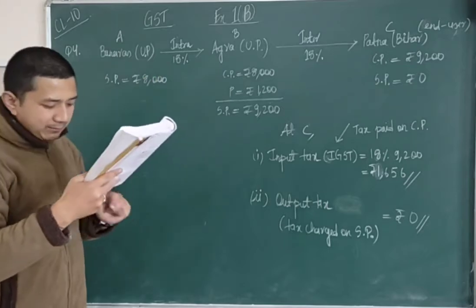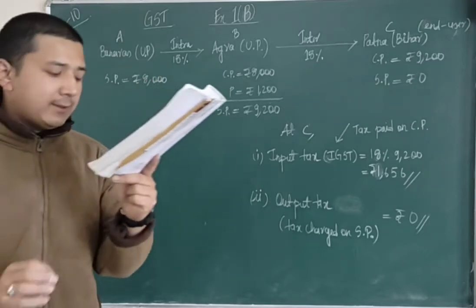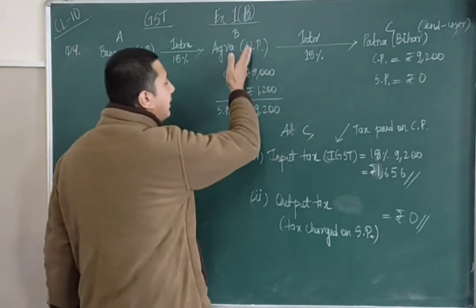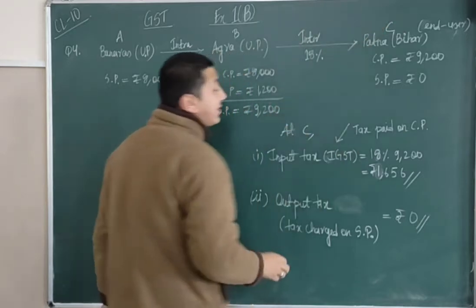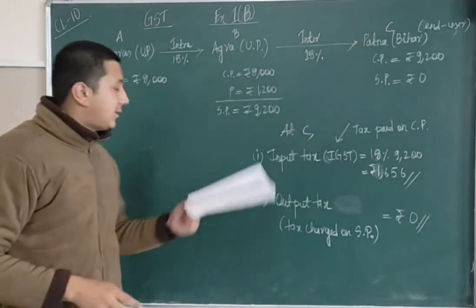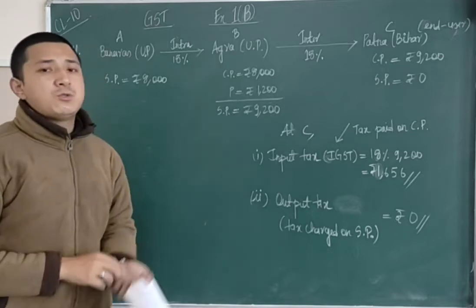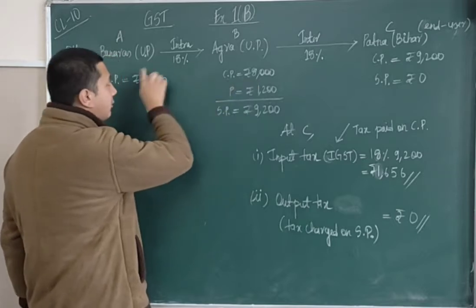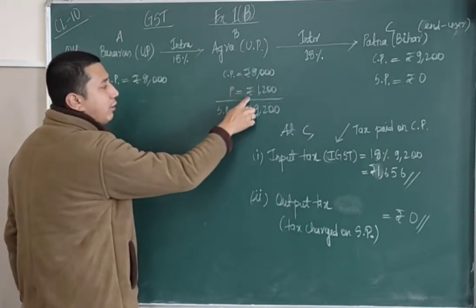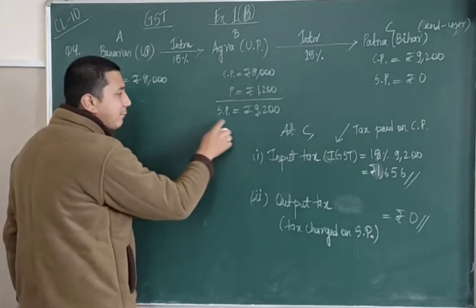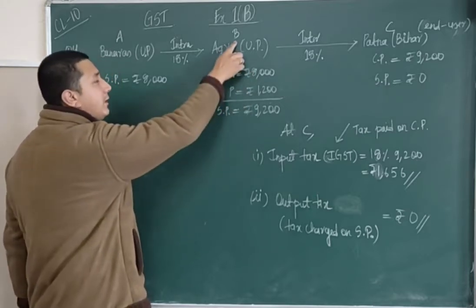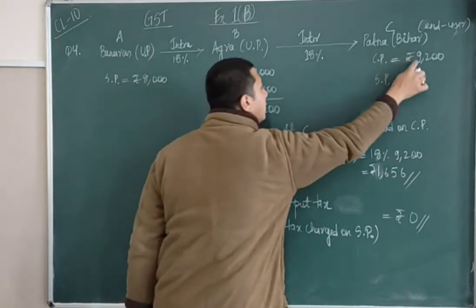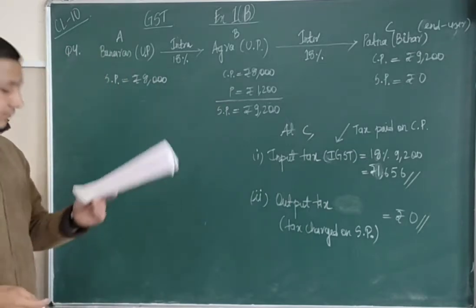The rate of GST is 18%. Dealer B in turn supplies the same goods to dealer C in Patna. Dealer B sells it to dealer C, which is interstate, one state to another state, at a profit of rupees 1,200. So the cost price at B was 8,000, and now he sells at a profit of 1,200. So what will be the selling price? 9,200 for B. And then what will be the cost price at C? The cost price at C will be this. Okay, am I clear or not?